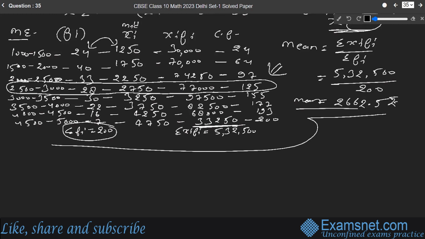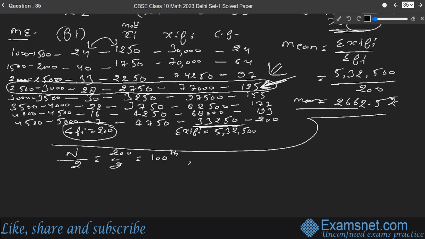Okay, so now the first thing is n by 2. There were a total of 200 families, so the total n was 200. If you find n by 2, it is 200 by 2, that is 100. So the 100th observation also lies in the same class. That is where the median frequency comes from. The 100th frequency will also lie in this particular range only, because the maximum value is 125 and 100 is below that.